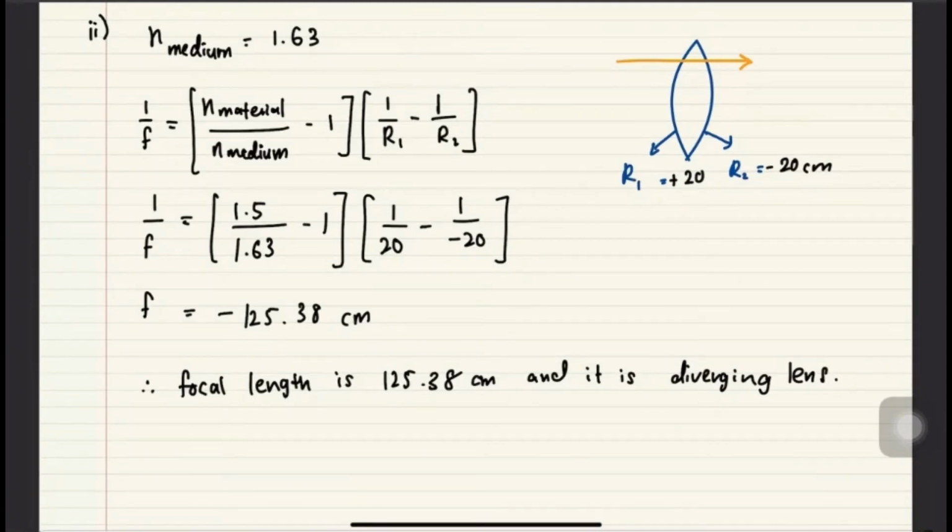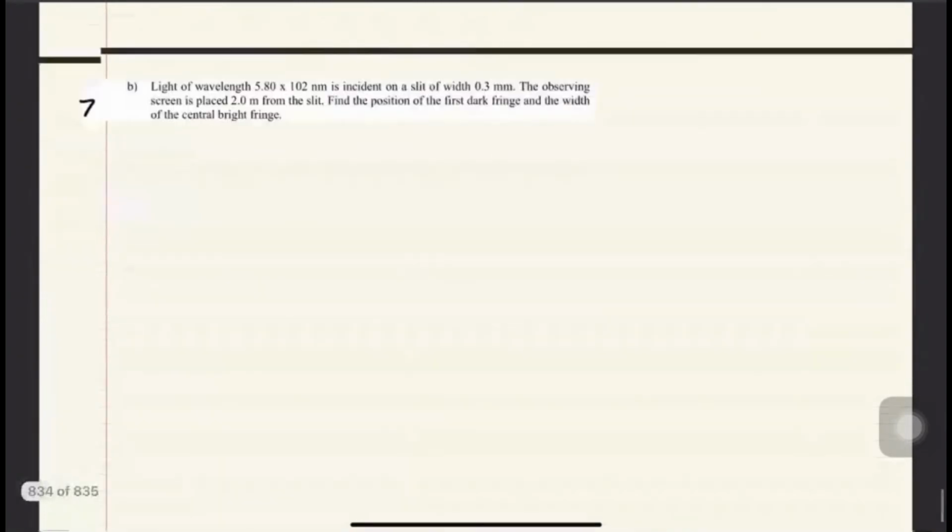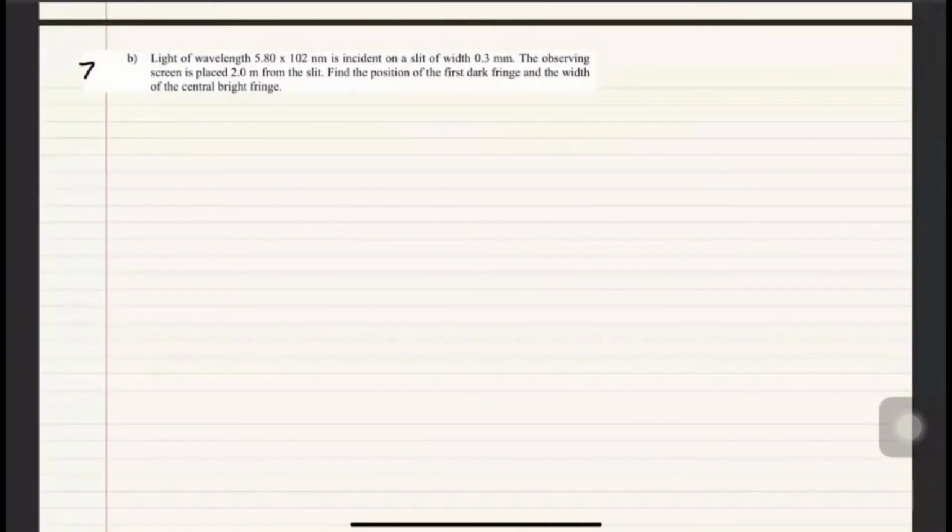Okay sir, faham. And then soalan yang seterusnya, question number 7. Okay, kata light of wavelength 5 point, okay, kuasa 2 ni kan.